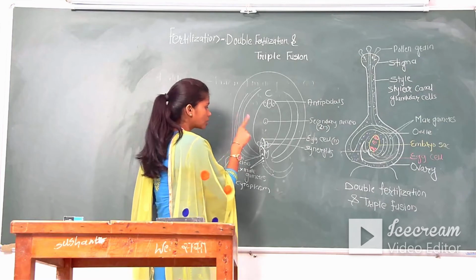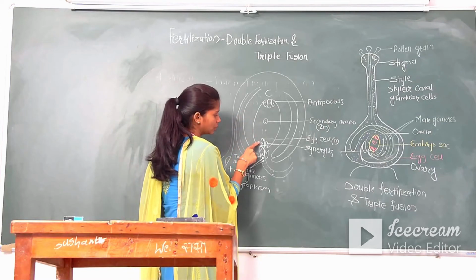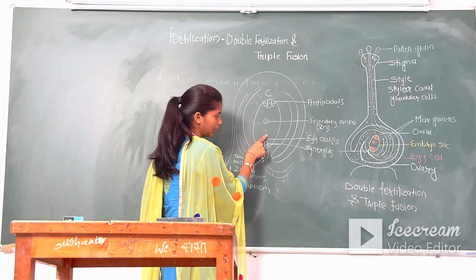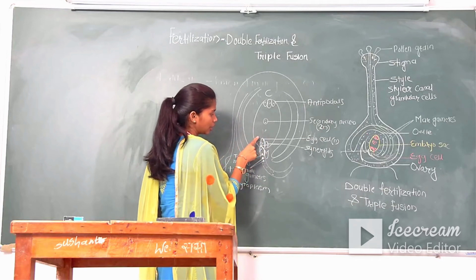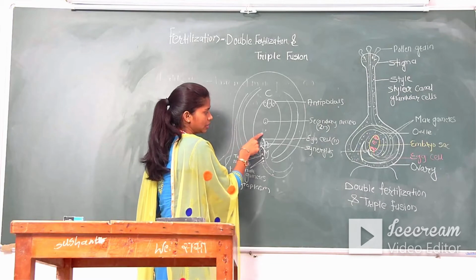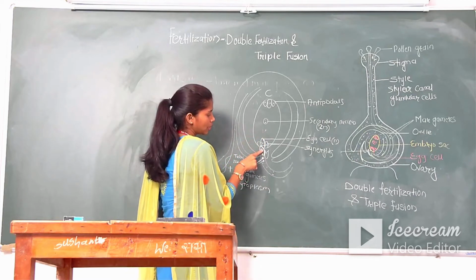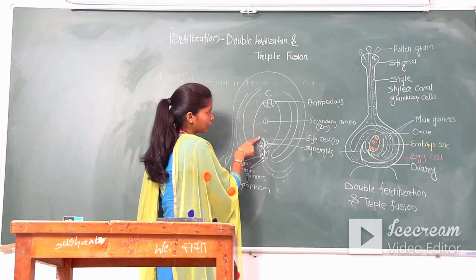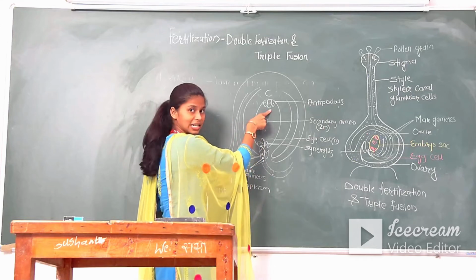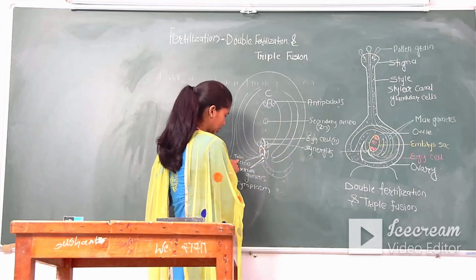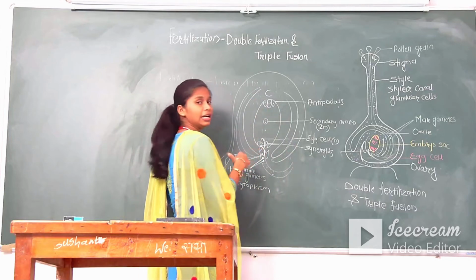Now, the cytoplasm of the synergid will be confined to the micropylar end. That means the cytoplasm of the synergid will be at this micropylar end, but the cytoplasm of the pollen tube will go up to the chalazal end. And this tube nucleus will degenerate.